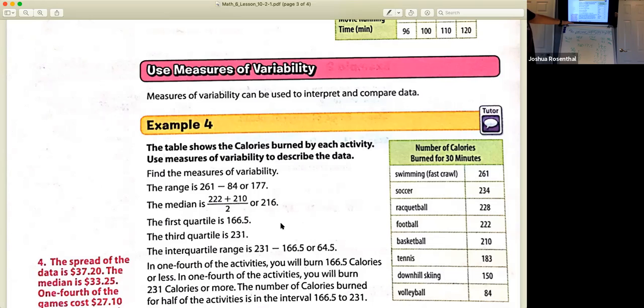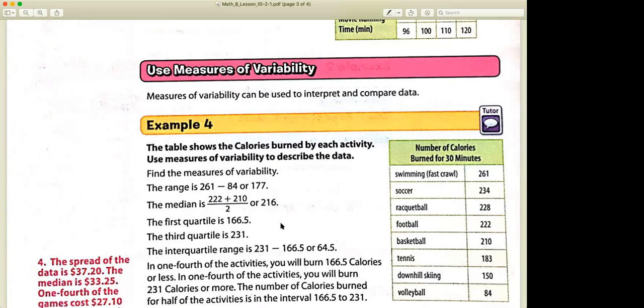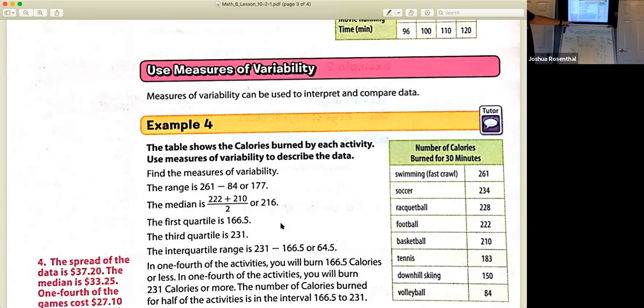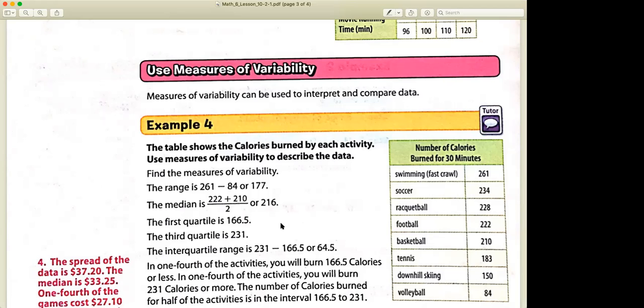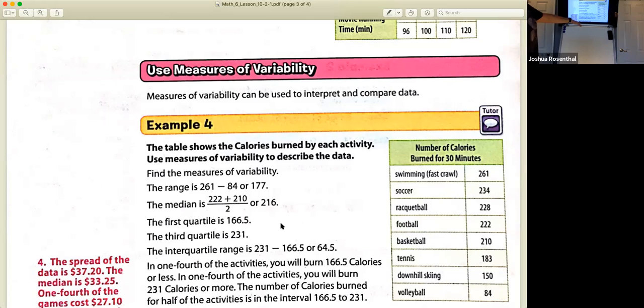What does fast crawl mean? I don't know what that means. Like a bear crawl? Is that what they mean? Like if you try to crawl fast, like a race crawl? Or it could be like an army crawl or something. Look at that. Soccer, because you're always running. Racquetball, wow, that's good. That's why they have racquetball courts in gyms. Football, basketball.